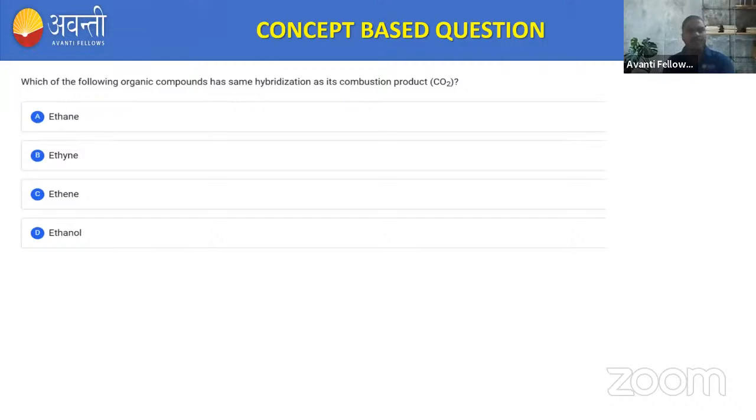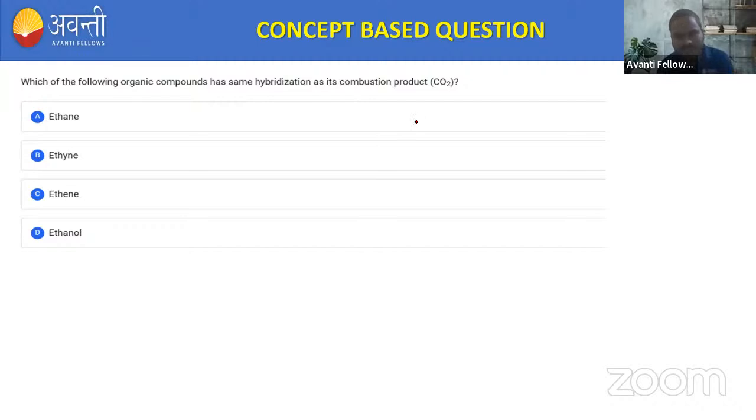Which of the following organic compounds has the same hybridization as its combustion product, CO2? Right. So, out of these, ethane, ethyne, ethene, and ethanol, you have to calculate which of the following organic compounds has the same hybridization as its combustion product CO2. You all know that whenever hydrocarbons are treated with O2, that is called a combustion reaction, and we get CO2 plus H2O, right?